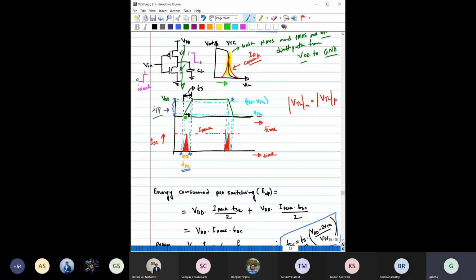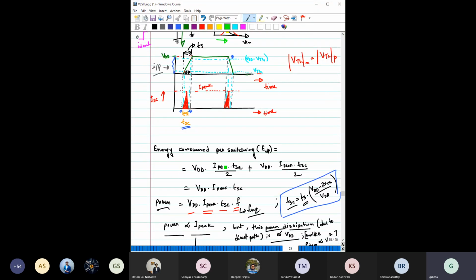Then we also discussed how you can estimate it. In the ideal case it is a step input, with change in input and change in output simultaneous. But in the practical case that will not be the case. There will be a finite slope, and basically during this slope only both transistors will be on. We also know that below the VTH region the transistor would be off, so the transistor would be on only in this region. Depending on that, we did some simplification and tried to find the power dissipation in terms of this I peak.